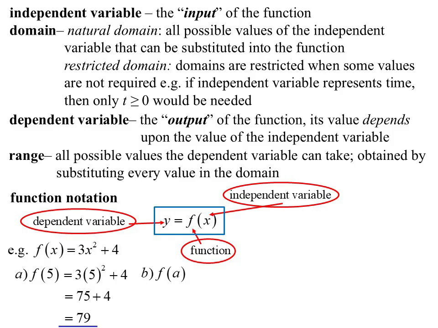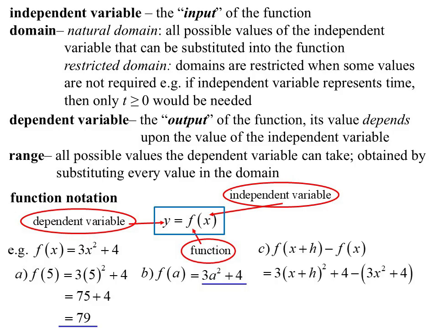Of course, it doesn't have to be a number. It could be algebra. So f(a), I'll substitute a in for x, and basically it becomes the same thing. 3a squared plus 4. That one's a little bit boring. This one's a bit more interesting, something like that. f(x plus h) minus f(x). So we substitute in x plus h, and then we subtract when we substitute in x. Playing around with that. Does anything cancel there? Yep, we've got a bit of cancelling. We end up with 6xh plus 3h squared.